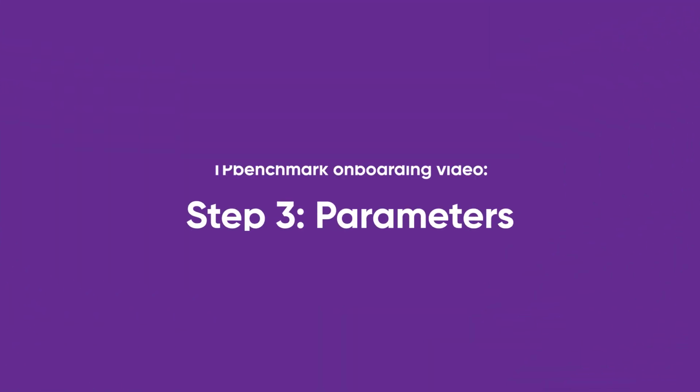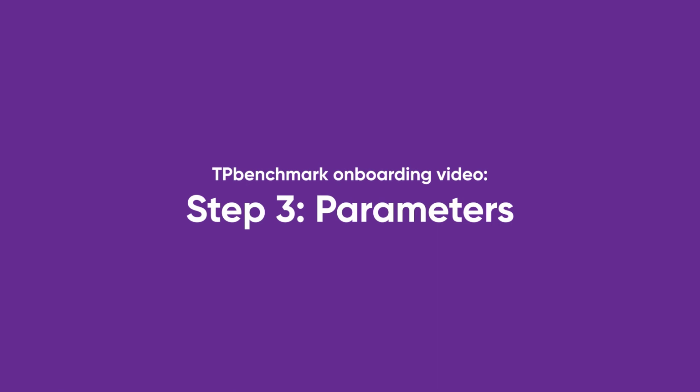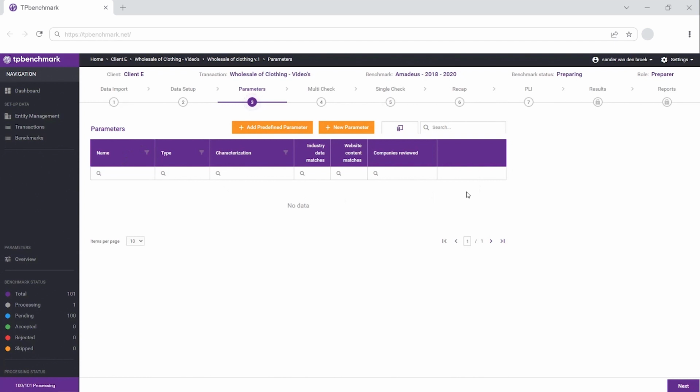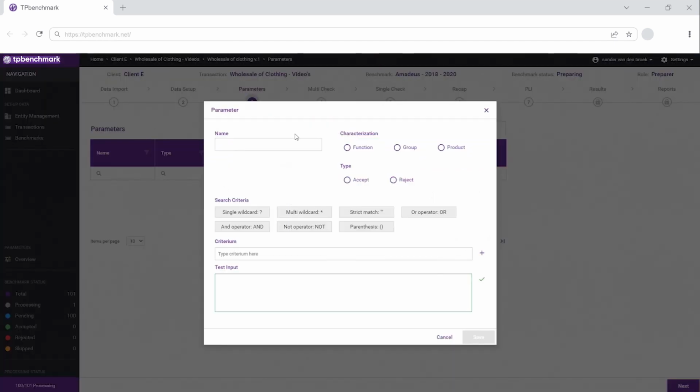Welcome back to step 3 out of the total of 9 steps in our TP benchmarking software. We have an empty table that we're going to fill in with parameters by pressing the new parameter button. Good to know is that a parameter in TP benchmark refers to a certain function or product.